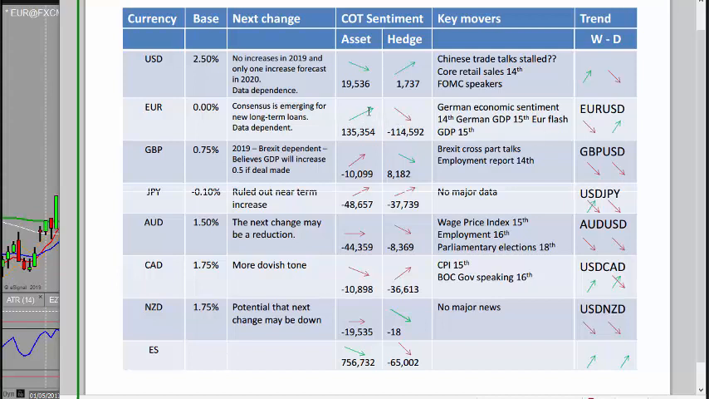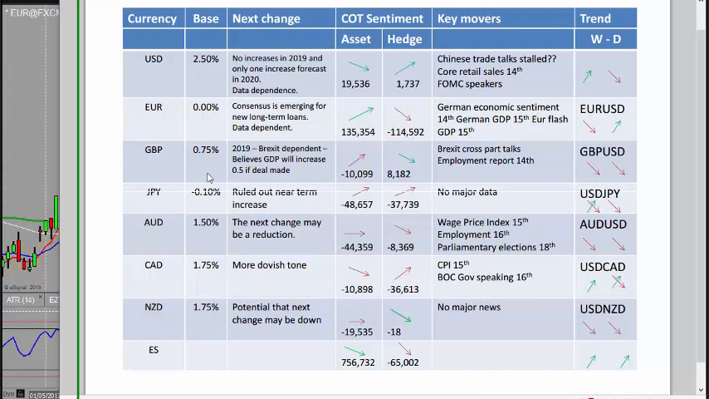What's happening with the big money? The big money is edging a little bit more into some long positions there. The hedges are coming off actually a little bit, so they're reducing their sizes there, but still negative.